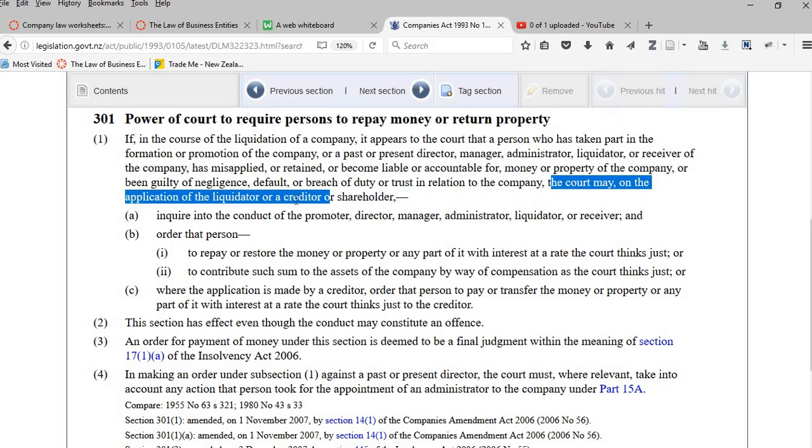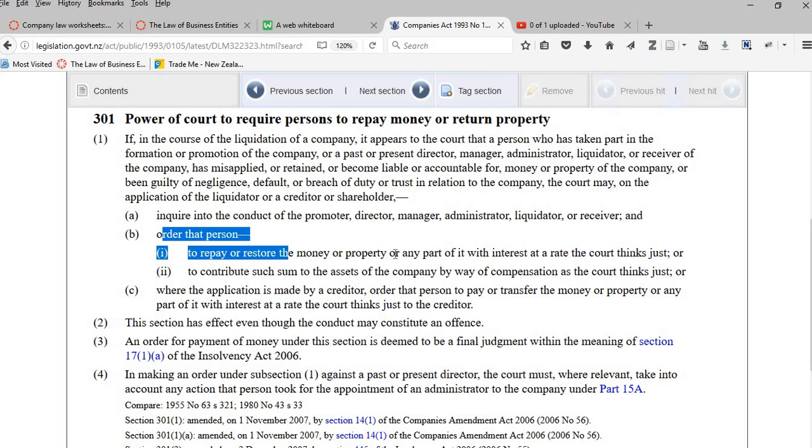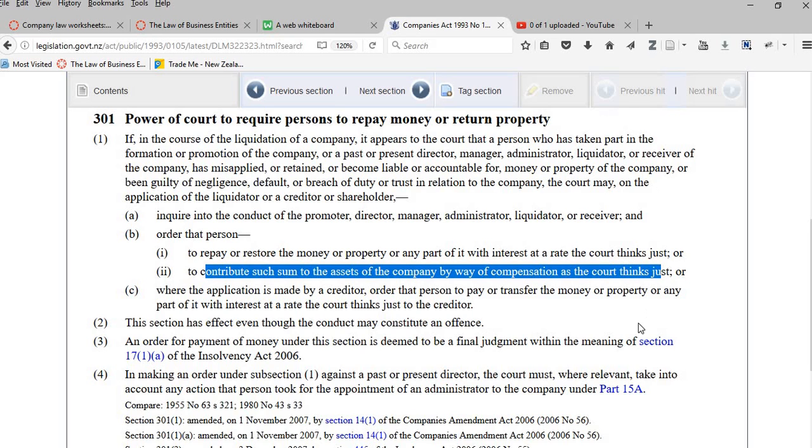The court may, on application of a liquidator or a creditor or shareholder, so note once again, this is in liquidation, on the application of liquidator, creditor or shareholder, inquire and order that person to pay or restore money or property and contribute such sums as the court thinks just. So this is another unlimited liability of directors if they are in breach of their duties as directors, in breach of the Constitution, or in breach of any other fiduciary duties.